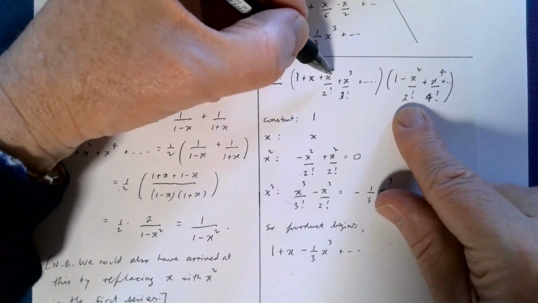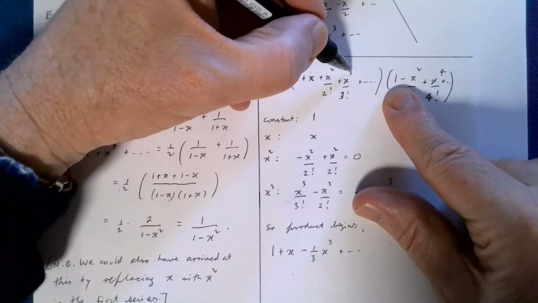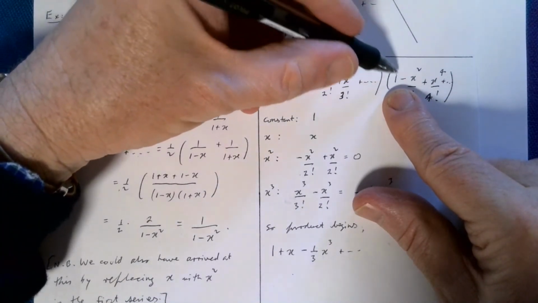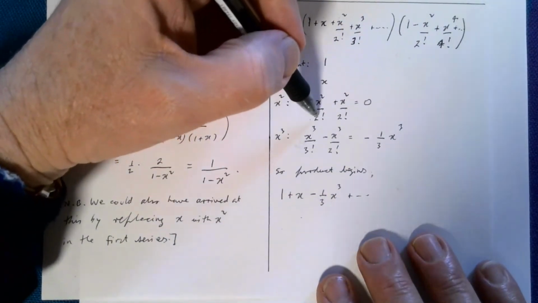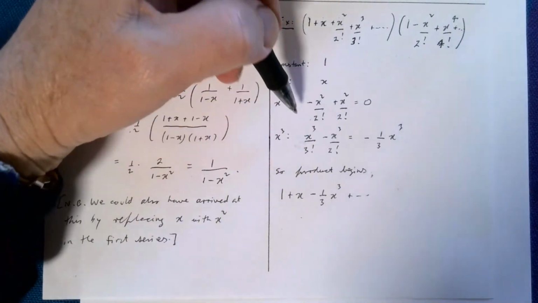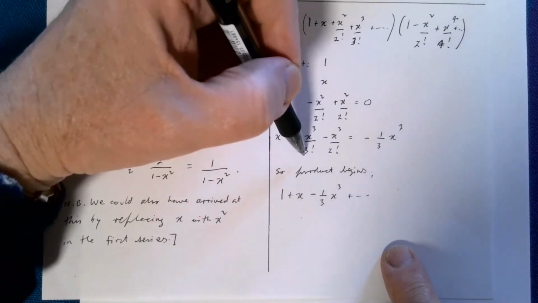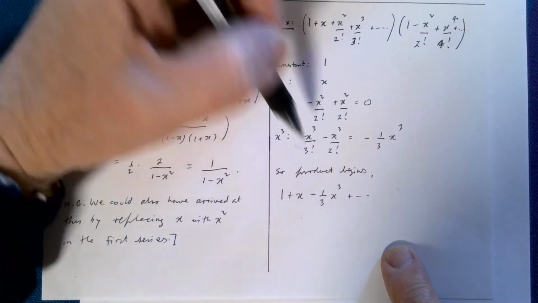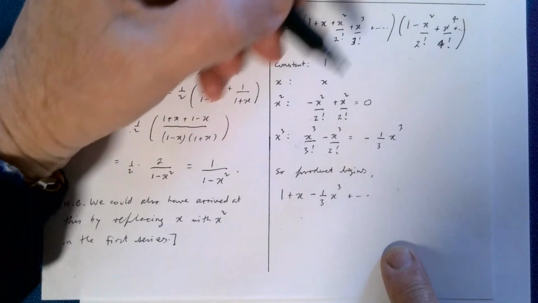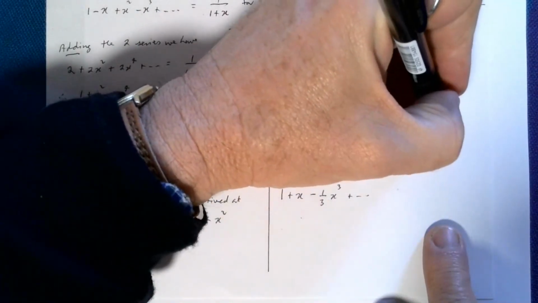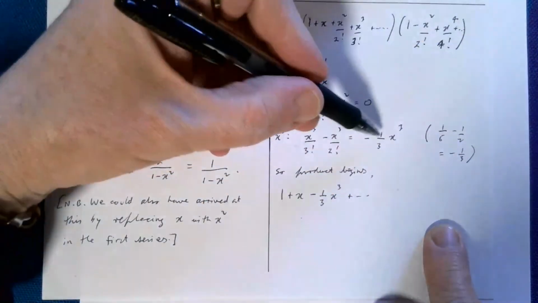And I won't get anything from this multiplying into here, but I've got an x cubed on 3 factorial times 1. So if I multiply this one by this one, I'm going to get an x cubed on 3 factorial. So for the x cubed, I get x cubed on 3 factorial minus x cubed on 2 factorial. Now 3 factorial is 6, so this is x cubed on 6 minus x cubed on 2. And a sixth minus a half is minus a third, so I'm going to get minus a third x cubed. I leave you just to check that if you do 1 over 6 minus 1 over 2, you get minus a third, which is where this is coming from.